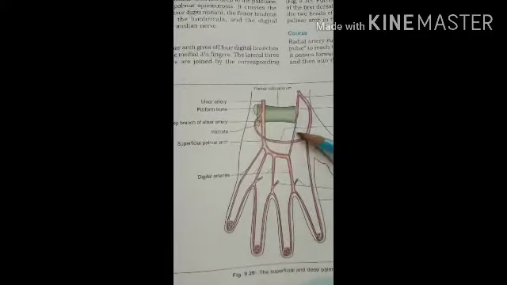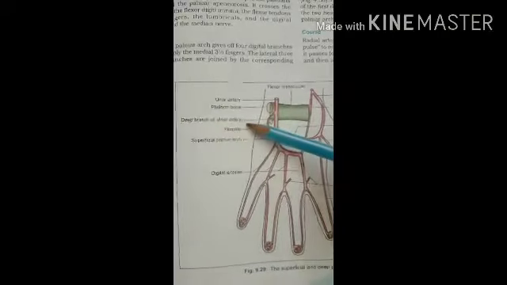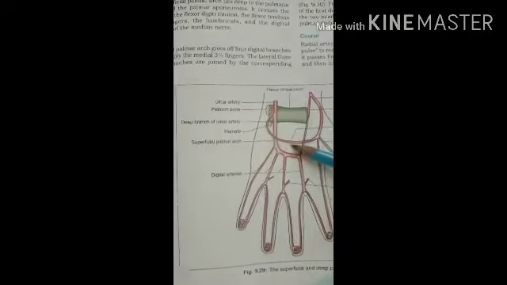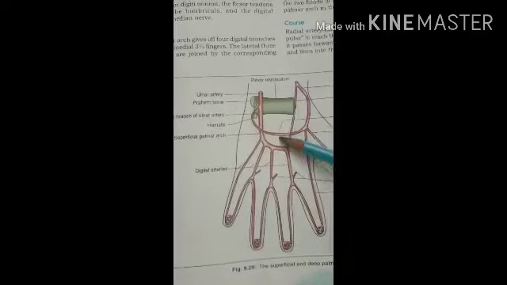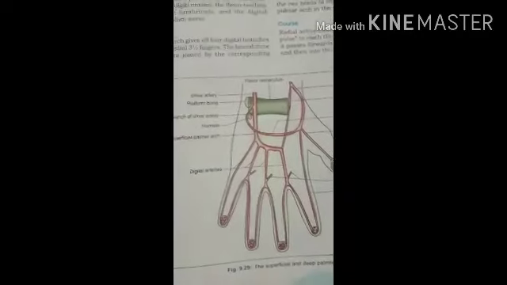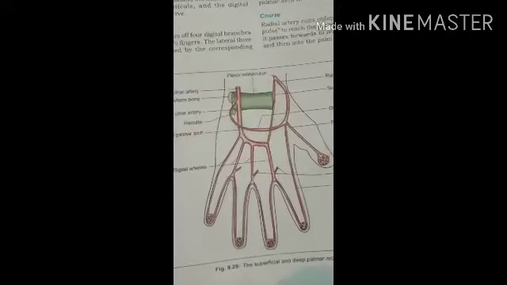Here you can see the deep branch of the ulnar artery. It forms the deep palmar arch. Okay, so that is the ulnar artery.